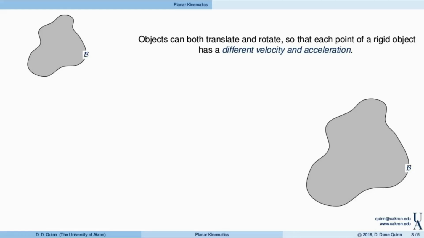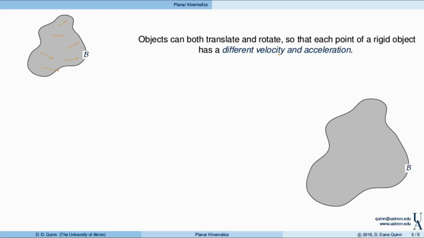So now, in general, objects can translate and rotate, which means that any point on the rigid object could have a different velocity and acceleration from any other point. So, for example, if we have this object, this point could move in that direction, and this point could move in that direction, and that point could move in that direction, and I could describe the velocity and acceleration of any point on this object.